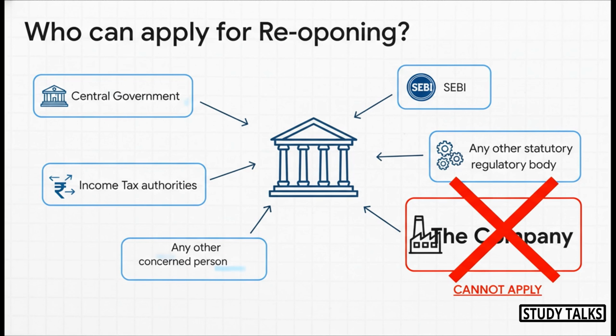Now, this is a super important point. Notice who is not on this list: the company itself. The company cannot apply to reopen its own accounts under this section. The request has to come from big, powerful bodies like the central government, the income tax department, or SEBI. That should immediately tell you we're dealing with a very serious situation here.